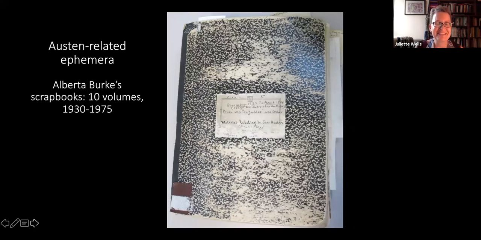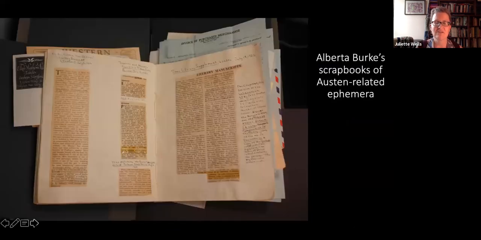Absolutely indescribable, yet precious to us, and certainly key to our digitization efforts are the 10 scrapbooks that Alberta Burke kept over the 45 years of her Austen collecting, in which she pasted, with no archival quality glue stick or Scotch tape, every reference to Austen that she and her friends found in every publication of the time. And you can see that in her era, this is not how the volumes look now, in her era, she also treated these notebooks as her files for the correspondence relating to her collection.